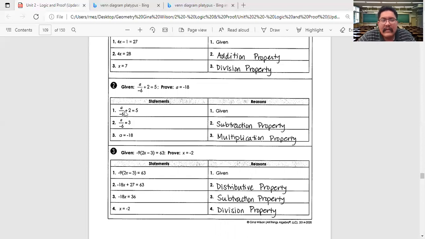Well, again, in algebra, you generally do the inverse, the opposite of what's going on. So we subtract 2 from both sides. So 5 minus 2 would be 3. And that 2 is gone. It's canceled out. That's what we call it. So we call that the subtraction property because we subtracted something from both sides.